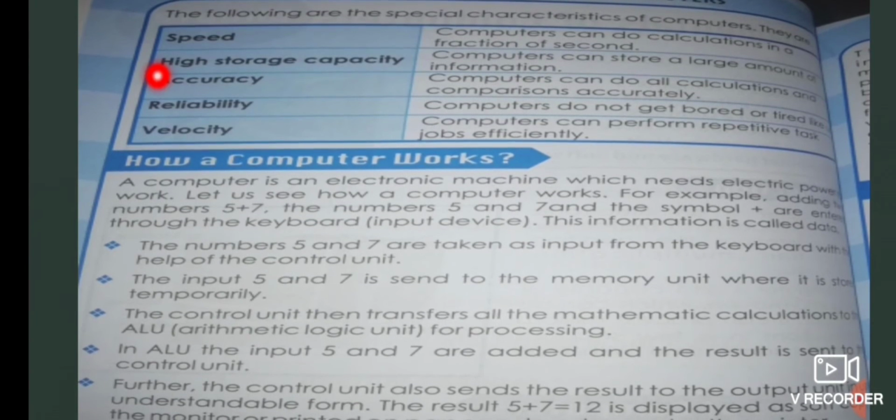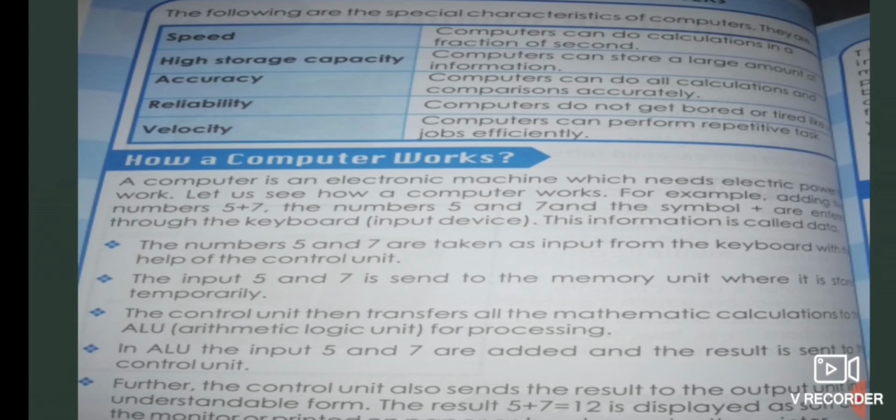And then reliability. As humans, we get bored or tired after some time doing some work, but a computer does not get bored or tired. And then the final characteristic is velocity. A computer can perform repetitive tasks or jobs very efficiently. So these are the characteristics of your computer. First one, speed. Second one, high storage capacity. Third one, accuracy. Fourth one, reliability. And fifth one, velocity.